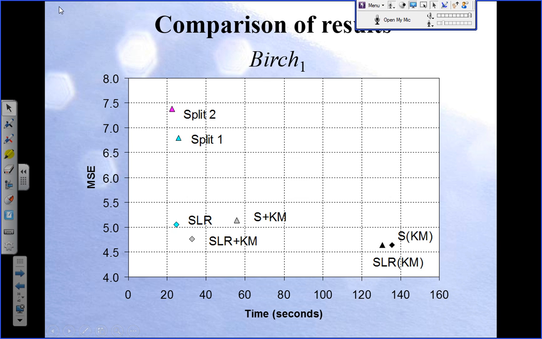Okay, so some practical results. This is, oh wow, the Birch one set. This must have been done by my students some years ago. Now, the splitting algorithm. There seem to be two variants, and I unfortunately can't remember which is which. The total squared error here, and the time, how long it takes to process. If you run it yourself, you have some idea how long it takes.